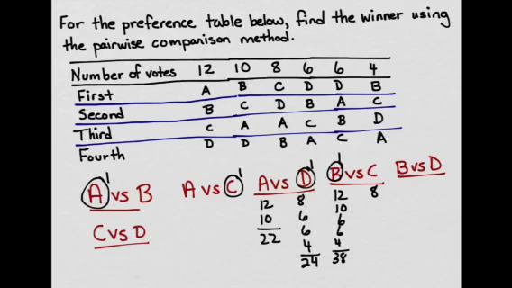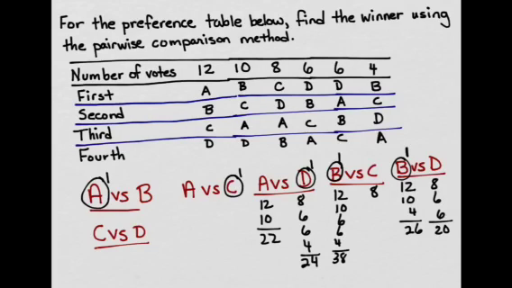Okay, so in B versus D, B gets 12, and another 10, and then D gets 8, and 6, and 6, and B gets 4. So this is 22, and 4 make 26. And then we have 14, and 6 makes 20. So B is the winner here, so B gets 1 point.